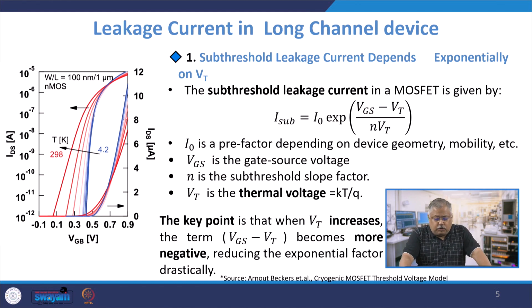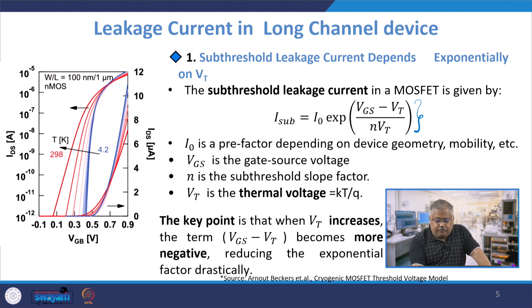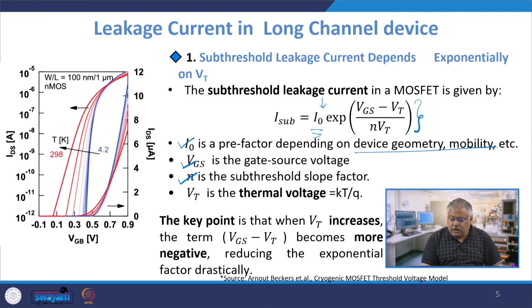Now, let us look at the subthreshold leakage, and the subthreshold leakage is given by this formulation, where I sub, the subthreshold leakage, equals I naught, which is basically the current without taking into consideration the subthreshold leakage, multiplied by exponential of Vg minus Vt, the overdrive, divided by n times Vt, where Vt is the thermal voltage kT by q, and n is a subthreshold slope factor. Vgs is the gate to source voltage, and I naught is the pre-factor depending on device geometry and mobility. It depends upon many factors, for example, the structure of the device, the bias of the device and so on, and Vt is kT by q.